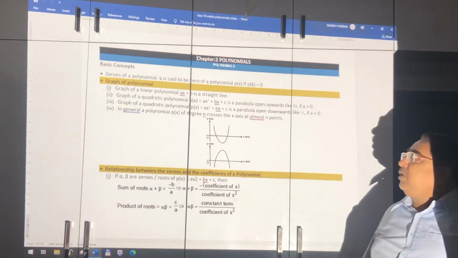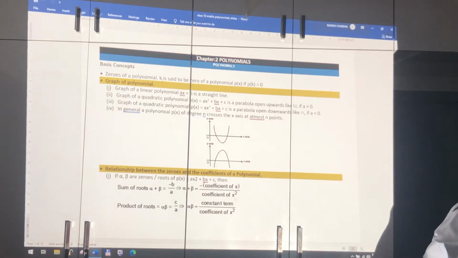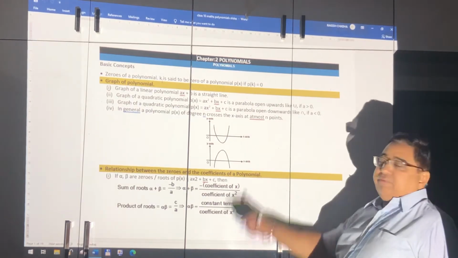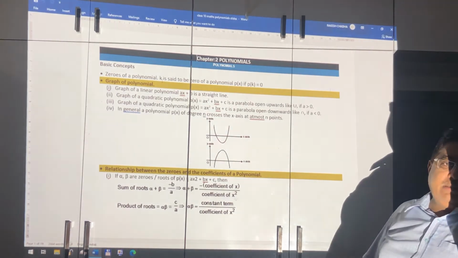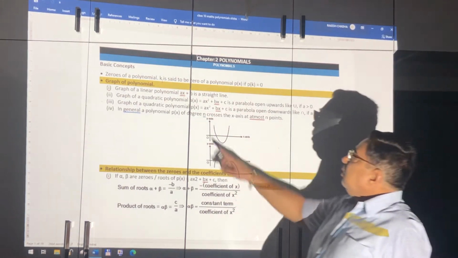Today we are looking at chapter number 2, Polynomials. Okay, basic concepts first, understand these things so that you understand the chapter and the exercises.